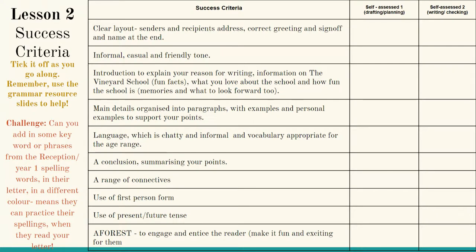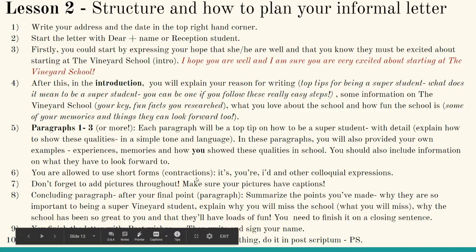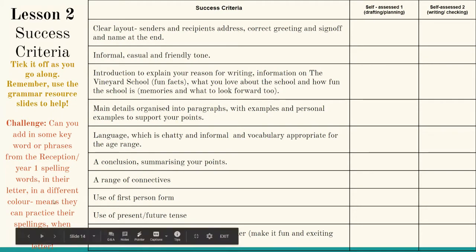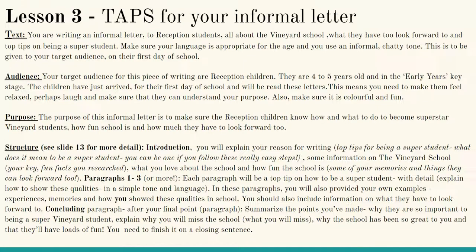And again, we come back to the success criteria. And remember to use the grammar resource slide to help you with some of these. For example, where it says, like here, it says colloquial language or contractions. It will go into a bit more detail. As well as that, don't forget your challenge to write them in different colours. And don't forget to print this off and tick it through as you're doing your planning.